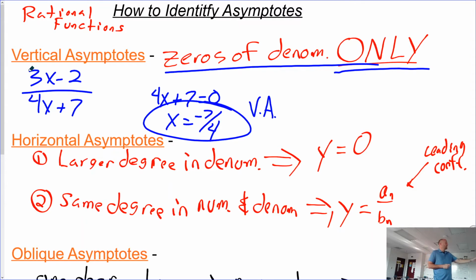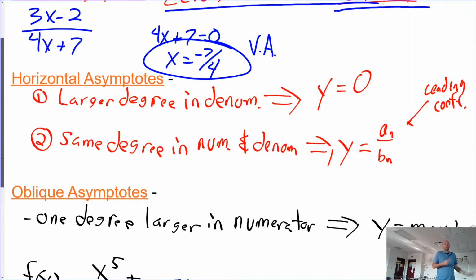All right, for a horizontal asymptote, there's two situations you got to look for. What we're looking at is really the degrees of the numerator and denominator. So if it's a larger degree in the denominator, so if you have something like an x over an x squared, so let's say I just threw on that x squared in that denominator of that example, that's all you need to look at. Say, hey, I got a larger degree in the denominator. y equals 0 is that horizontal asymptote.